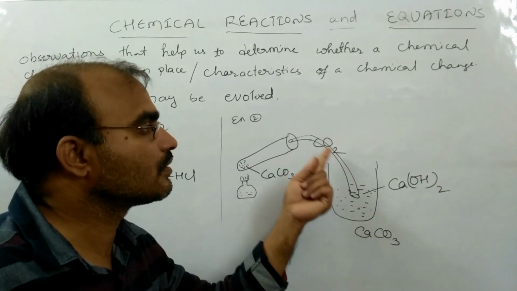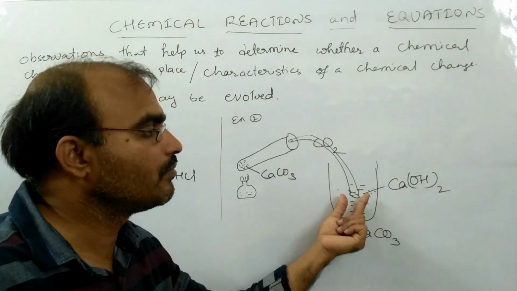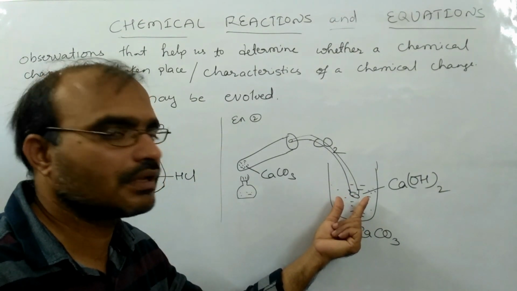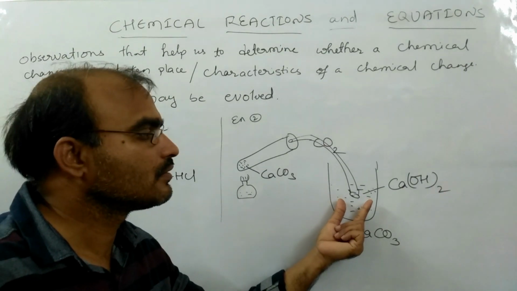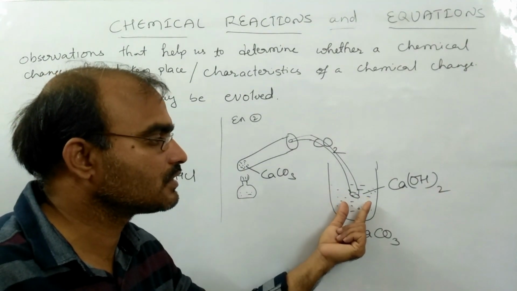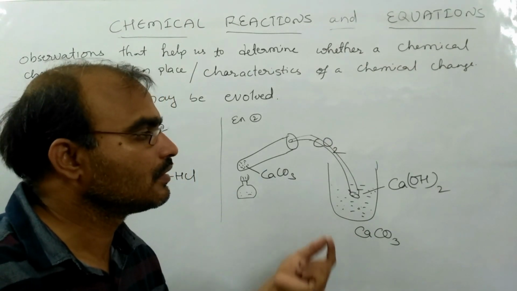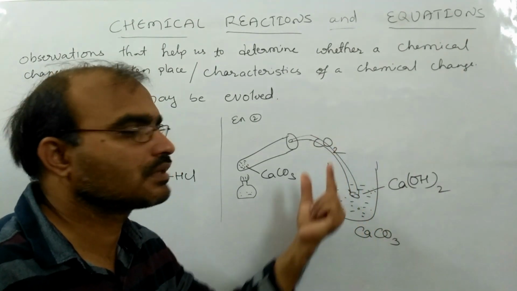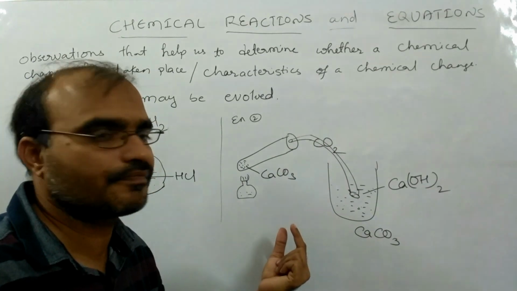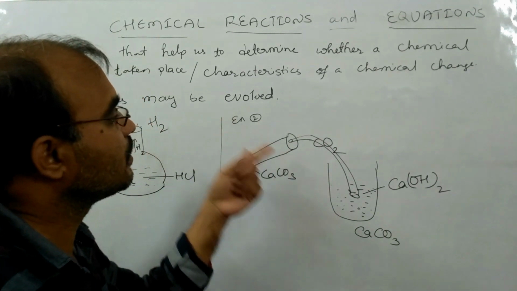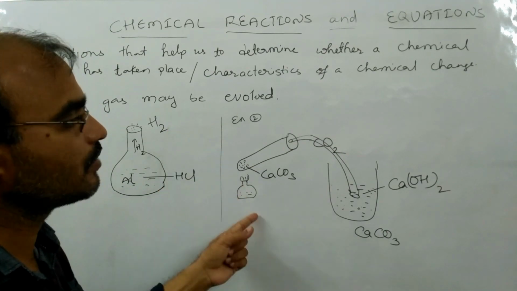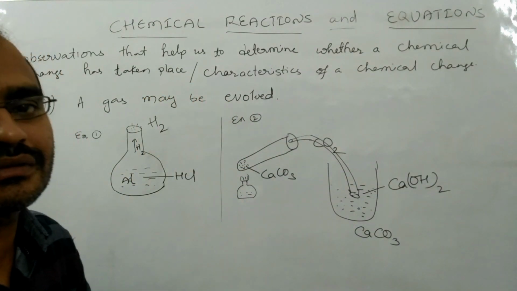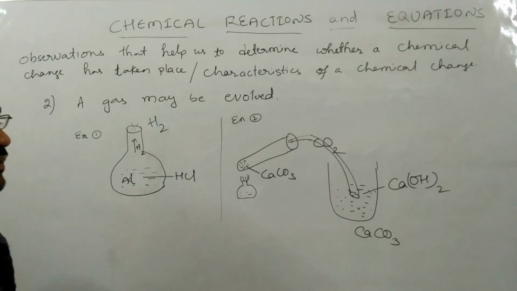So if you send evolved CO2 gas through calcium hydroxide, a milky white substance is formed. So a new substance is formed here which won't dissolve in the liquid. That is why it will be visible here. The newly formed substance is actually calcium carbonate. So when the gas is sent through calcium hydroxide, if it becomes milky white, the evolved gas is carbon dioxide. It is the test for CO2 gas. So in that way, if gases are evolved, we can consider the change as a chemical change.